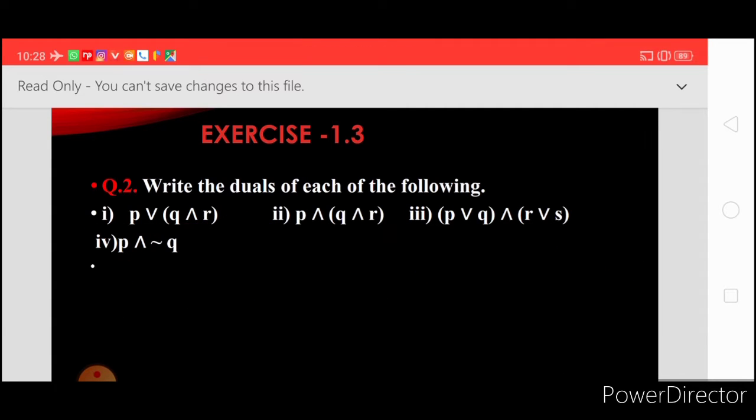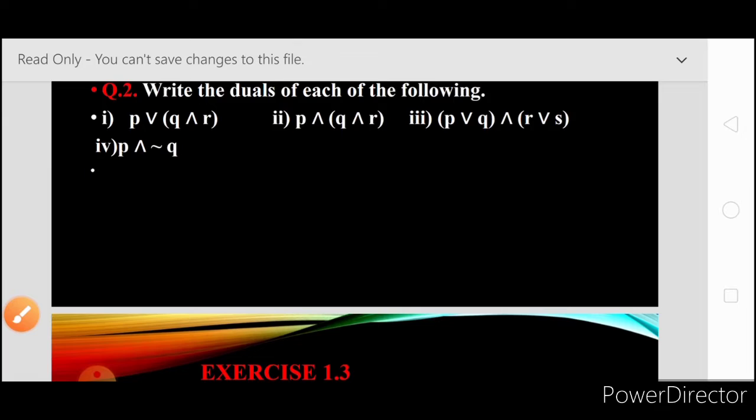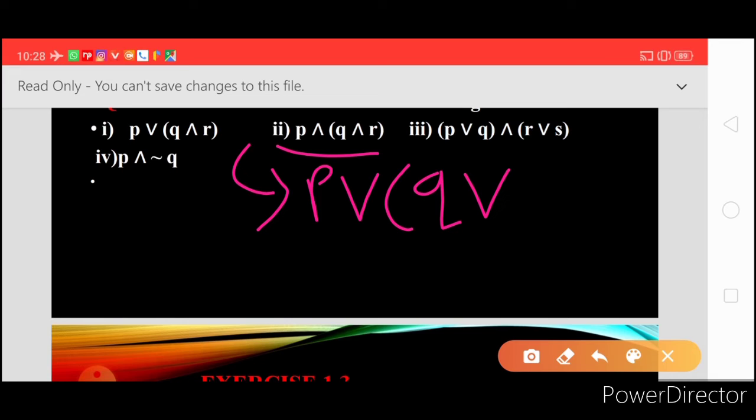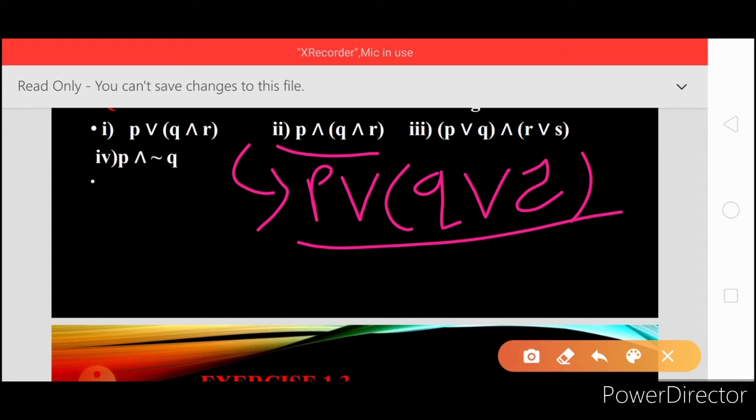Okay friends, now the next question here: P conjunction Q conjunction R. Similarly, only change conjunction by disjunction. So P, change this conjunction by disjunction, Q as it is, again conjunction by disjunction, and R as it is. This is the dual of the second given statement.